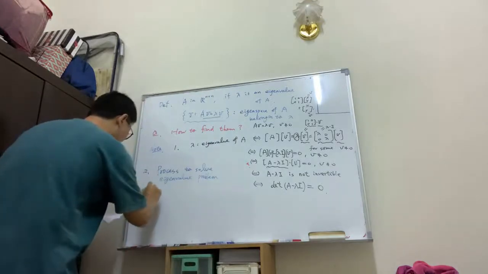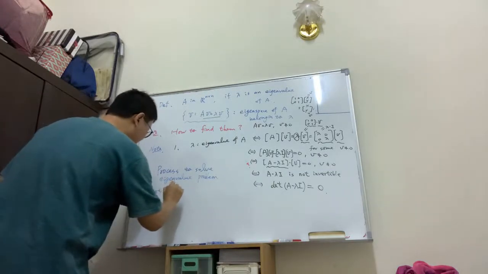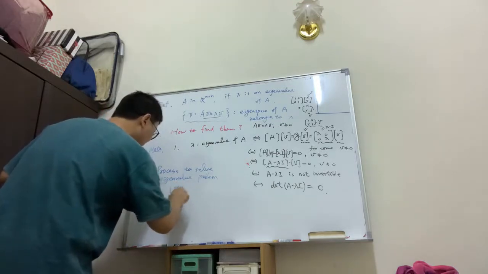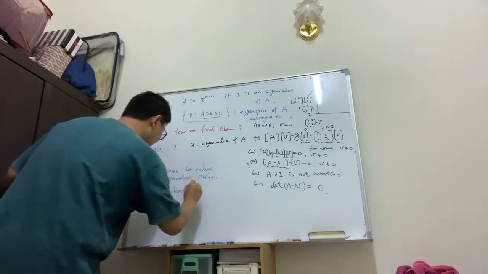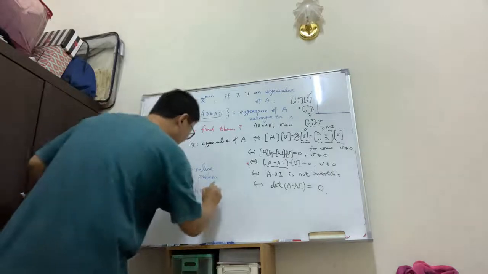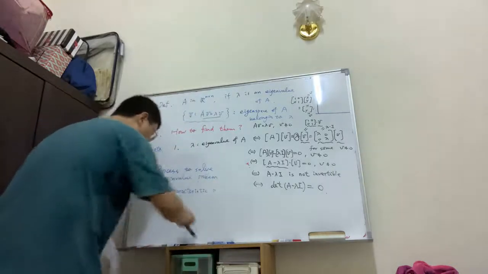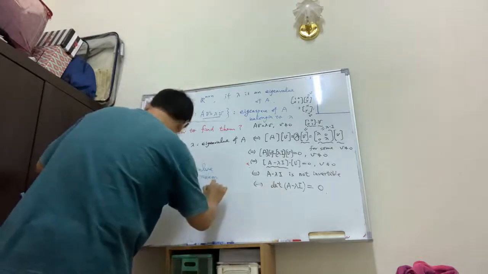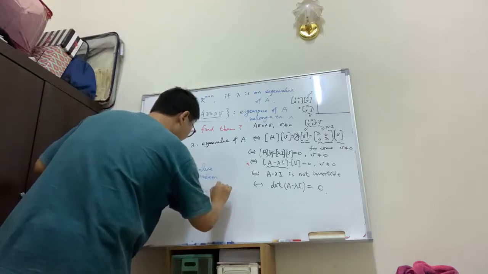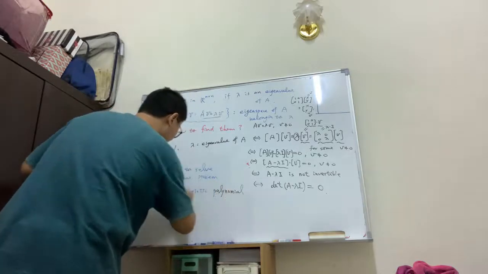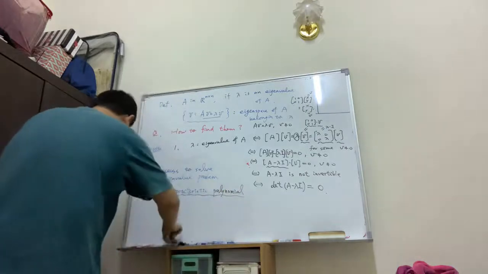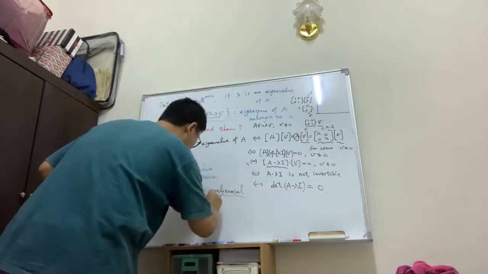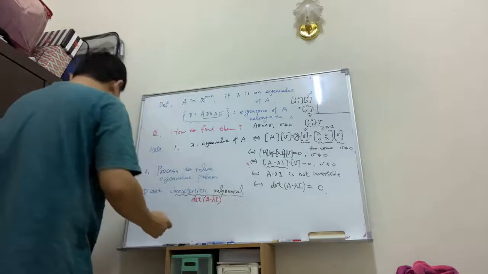First, get the characteristic polynomial. We have some names, but you don't need to memorize this name. You should know that the characteristic polynomial means the determinant of A subtract lambda I. Get the determinant of A subtract lambda I.